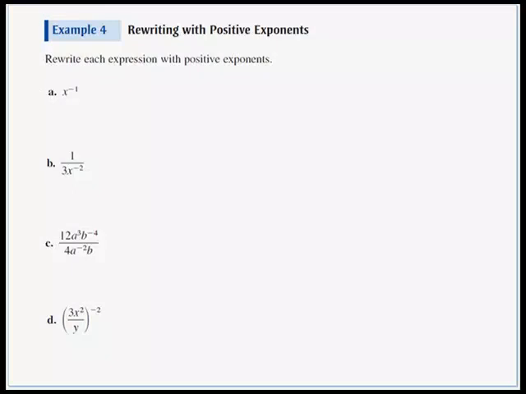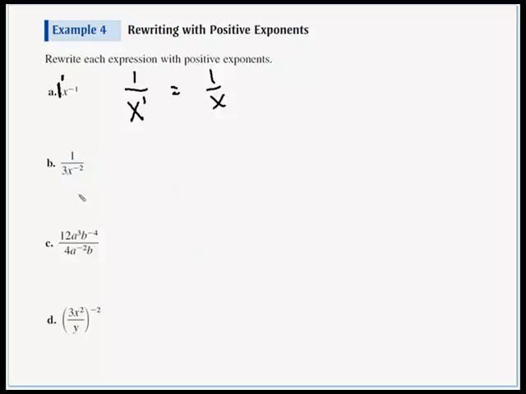Example 4. Rewrite with positive exponents. Again, leaving negative exponents in an expression is bad mathematical manners. So we want to get rid of them whenever we can. Here is x to the negative 1. Remember, there is an implied 1 there, 1x to the negative 1. And that 1 also has its own exponent, so it's going to stay up top in the numerator. X to the negative 1 goes downstairs and becomes x to the positive 1, which you could just write as 1 over x.